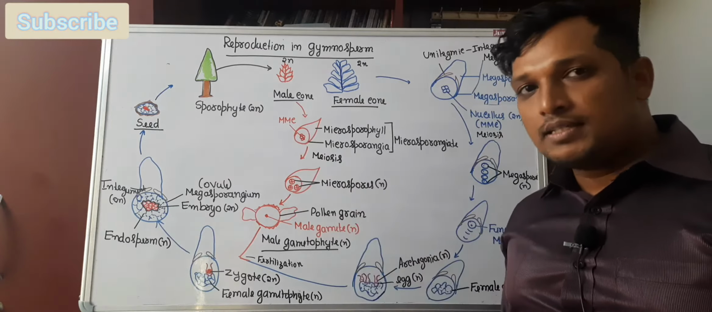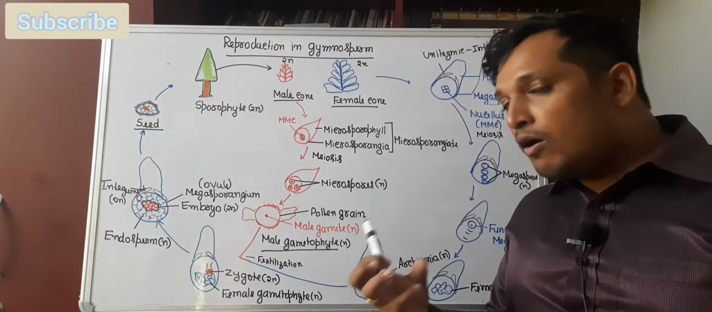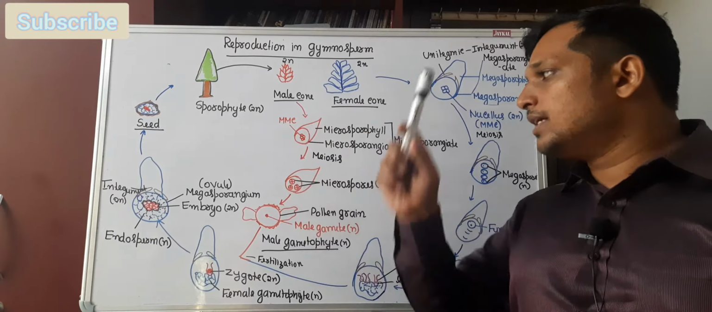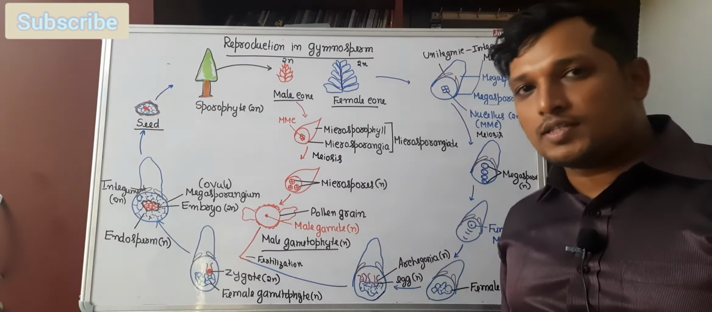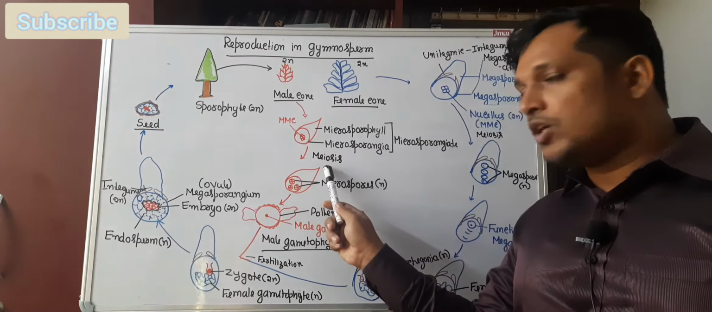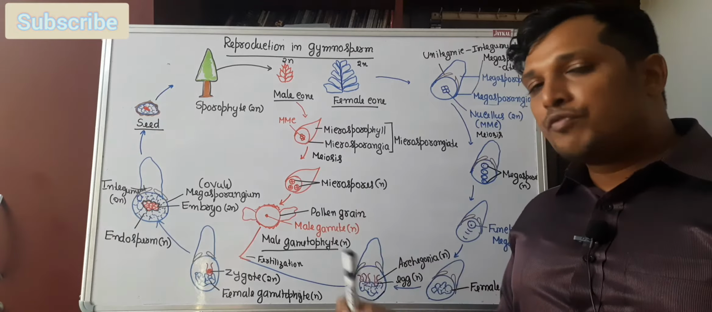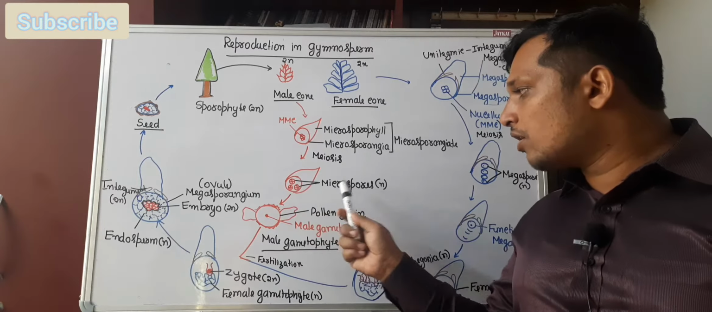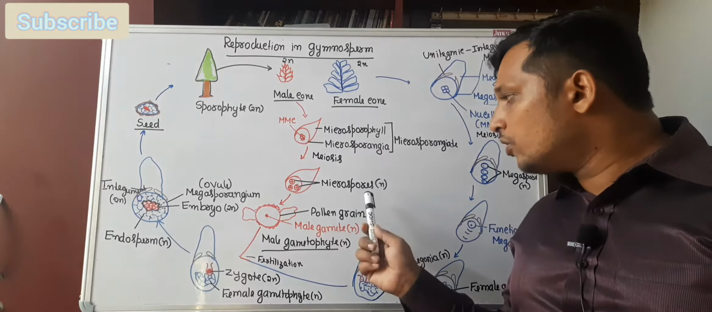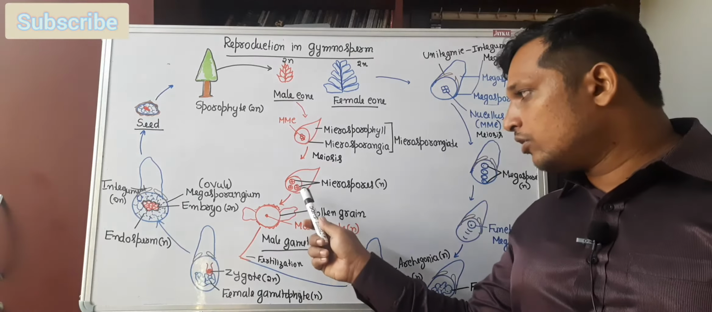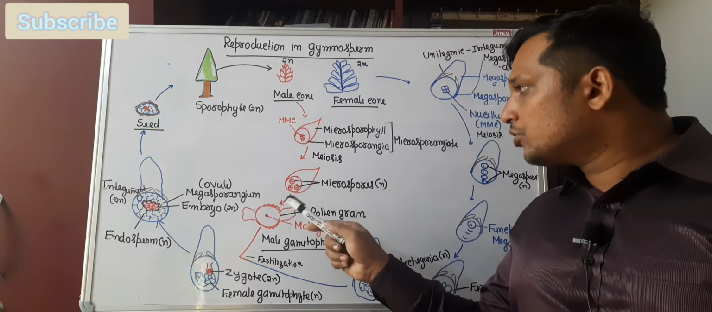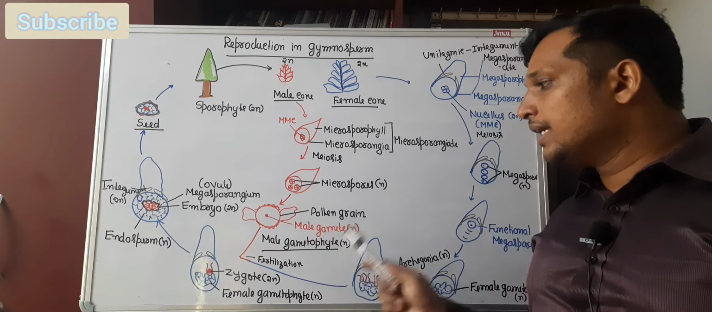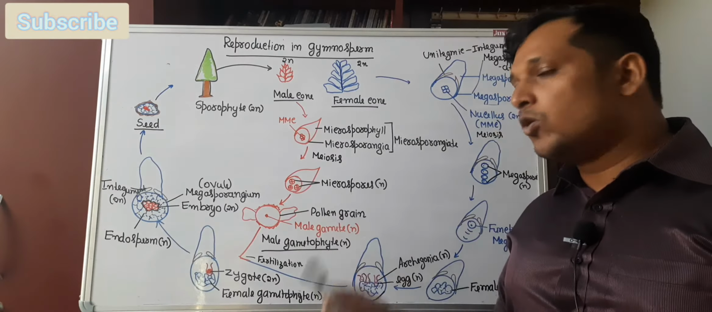Microsporangia contain certain cells, out of which one of the cells behaves like a microspore mother cell. It will undergo meiosis. When one cell undergoes meiosis, there is formation of 4 daughter cells which are haploid. So there will be formation of 4 microspores which are haploid. The microspore now undergoes maturation inside the microsporangia. It will develop into the male gametophyte, which we call a pollen grain.